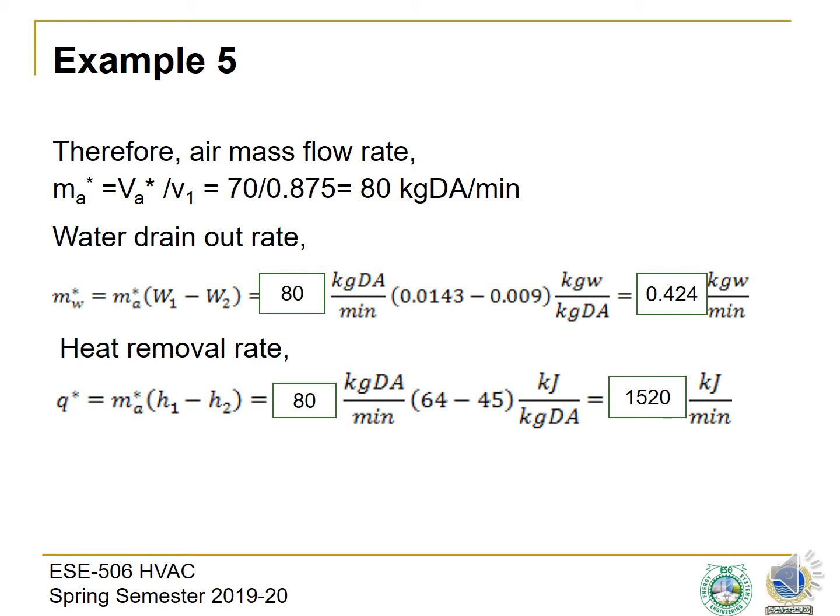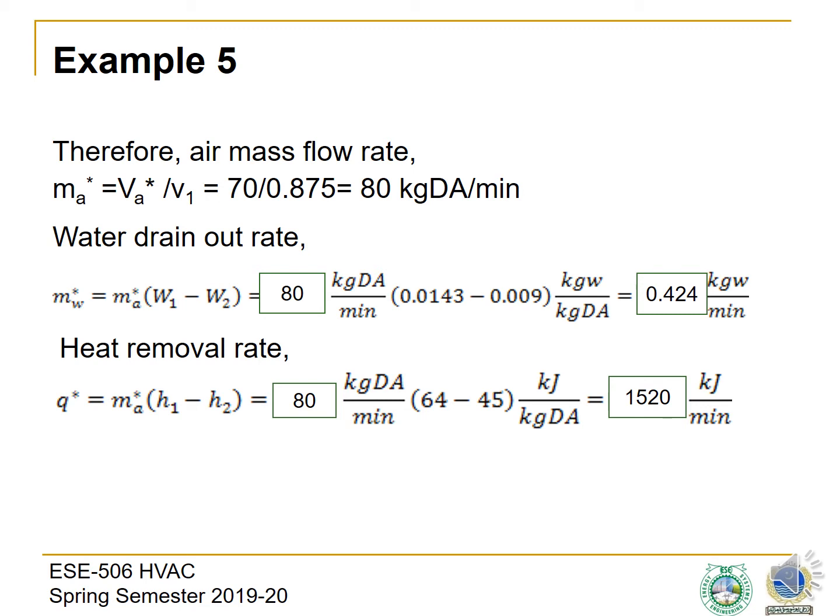The heat removal rate Q prime is equal to mA prime into h1 minus h2. The mass flow rate of air is 80, the enthalpy at point number 1 is 64, and at point number 2 it is lower. Putting the values here, the answer comes to be 1520 kilojoules per minute. So this is how to design a system for a psychrometric process.